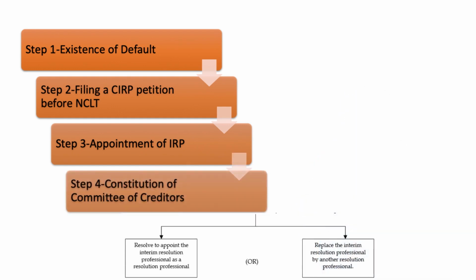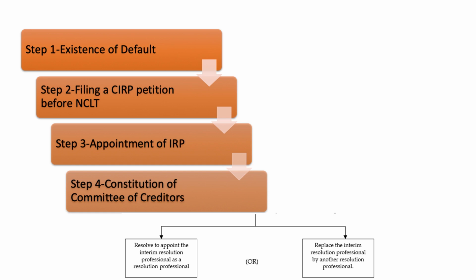Step 4 is the decision to resolve insolvency and is probably the most crucial stage. After his appointment, the IRP makes a public announcement of the initiation of the CIRP. A call for the submission of claims by the creditors is also made. The IRP shall, after collation of all claims received against the corporate debtor, constitute a committee of creditors or COC.